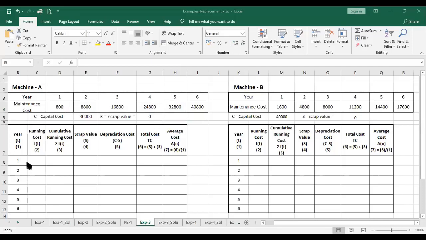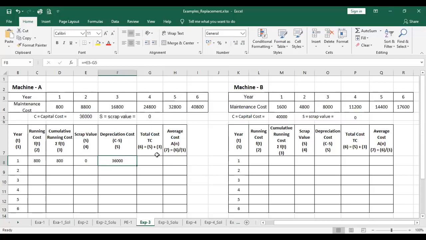Now let me paste this value in here in the table. For the first year, the running cost is 800 and cumulative cost would be 800 in the same manner. In the data we have been given that the scrap value is 0, so I have to put the scrap value as 0. Now depreciation cost means the difference of capital cost minus scrap value, which is 0. So it remains the same as the capital cost.